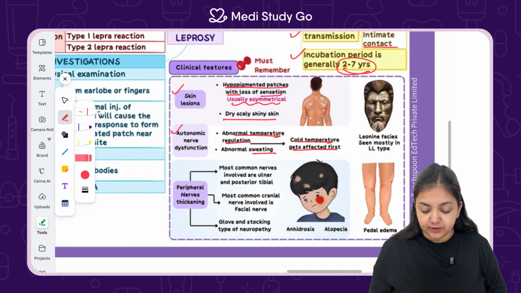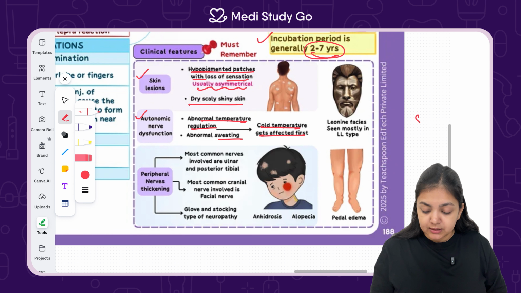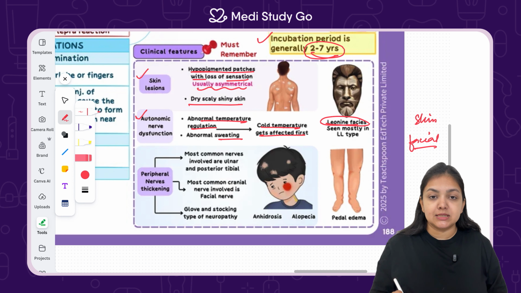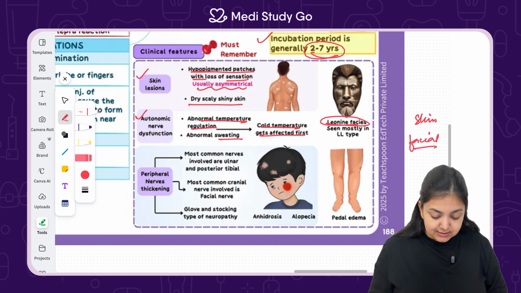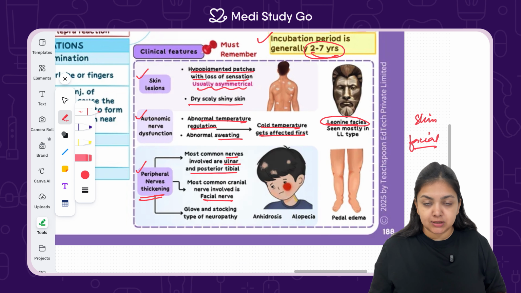Cold temperature areas get affected first because the bacilli are more likely to get involved in a cooler temperature. Now, because of the skin lesion being involved, there is facial thickening present, which leads to a Leonine Facies type of appearance. And lastly, if peripheral nerves get involved and thickening happens, it leads to involvement of the ulnar and posterior tibial nerves or the facial nerve of the face. So this leads to facial thickening.